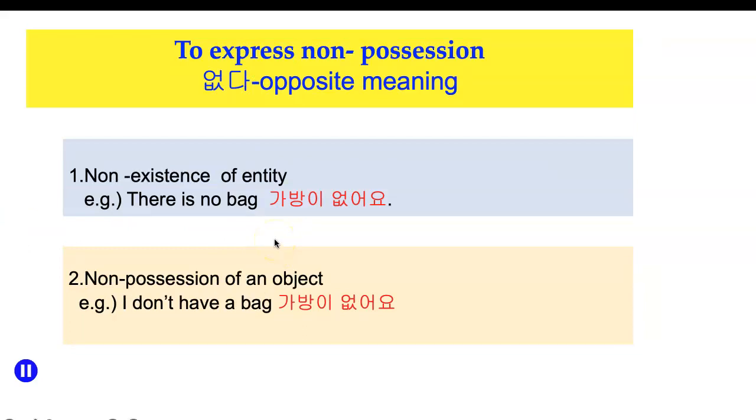Same thing, 없다 is the opposite of 있다, and it could mean non-existence of an entity or non-possession of an object. 가방이 없어요, that means there's no bag, or I don't have a bag. 가방이 없어요.